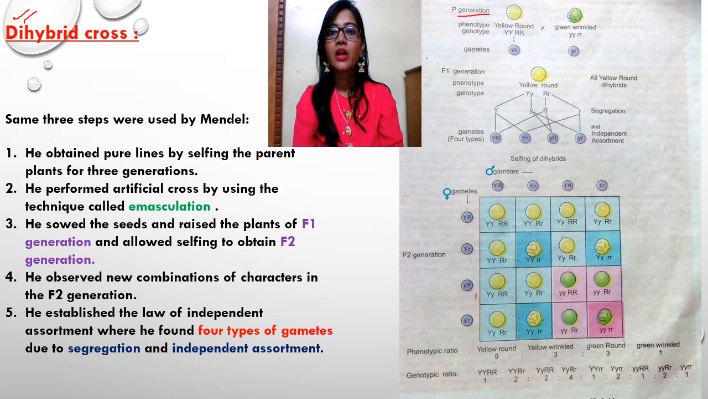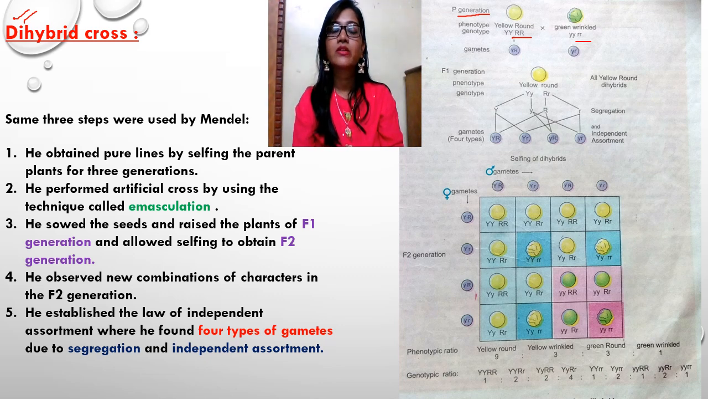What it did, he observed the phenotype. Phenotype, as I have explained, phenotypically these two seeds are different. Okay, what is genotype? The yellow round seed contains all dominant characters: capital Y, capital Y, capital R, capital R, while the green wrinkled seed contains small y, small y and small r, small r.